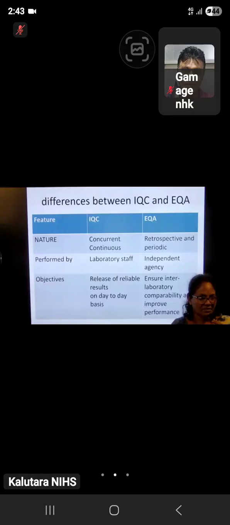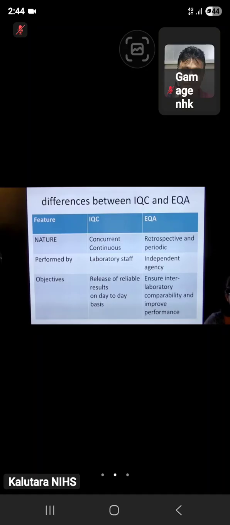Okay, now just to have a slide of the comparison, the difference between internal quality control and EQA. Internal quality control: concurrent and continuous. Concurrent means while doing the test, while we are engaged in the test.